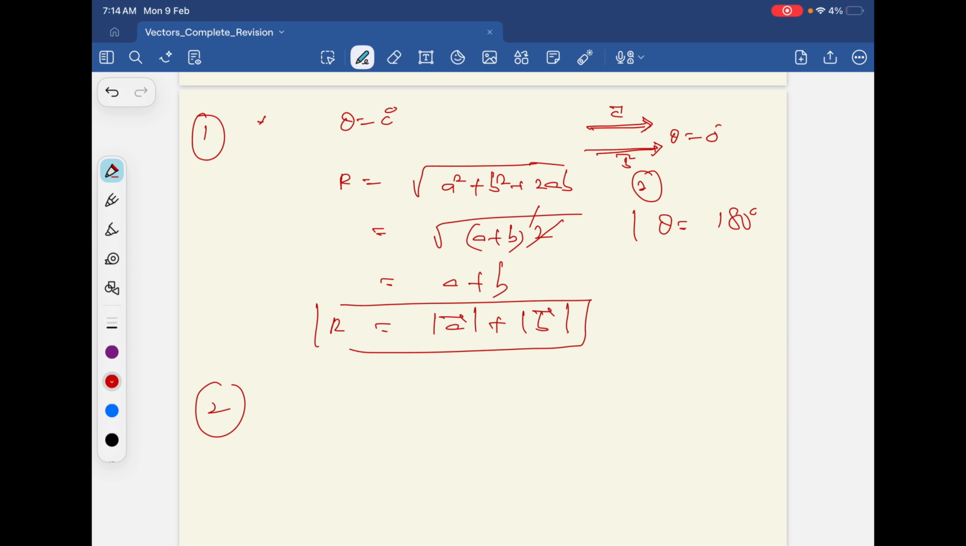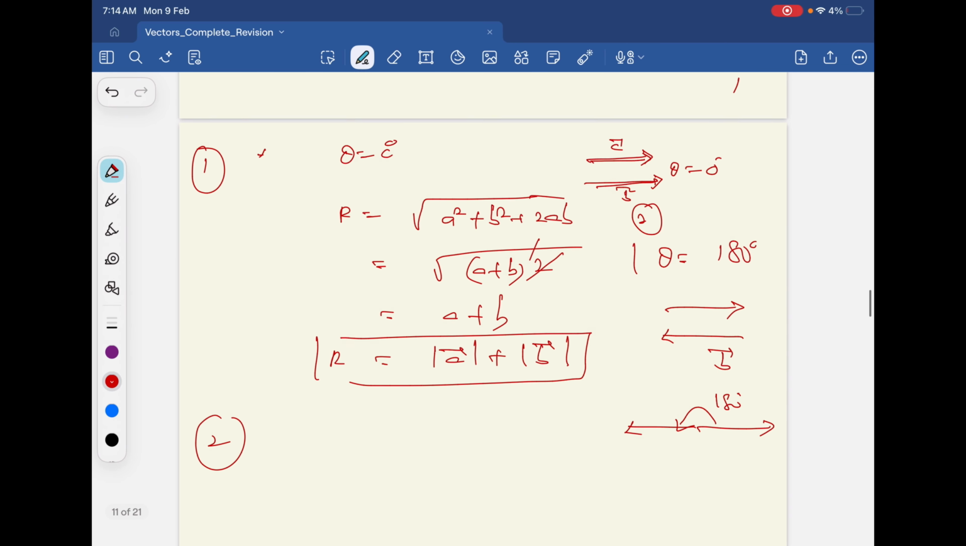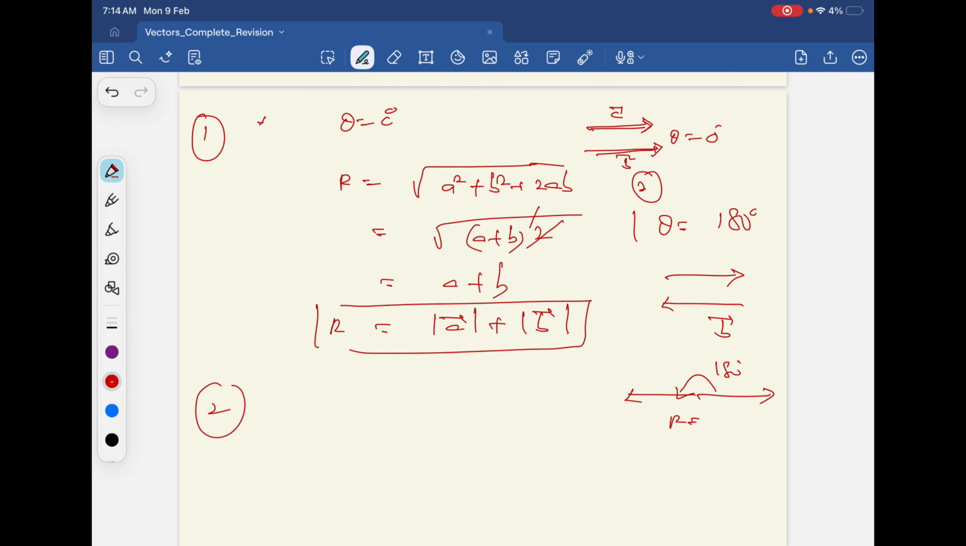If they are in opposite directions, for example theta is 180, here you can draw: one vector is like this, another vector is like this. The angle between the vectors is 180, a straight angle. Put cos 180 here. Cos 180 becomes minus 1. So A square plus B square minus 2AB, which is A minus B whole square. So the resultant becomes simply A minus B. Conclusion: when two vectors are in opposite directions, simply subtract their magnitudes. Mod of R is mod A minus mod B.